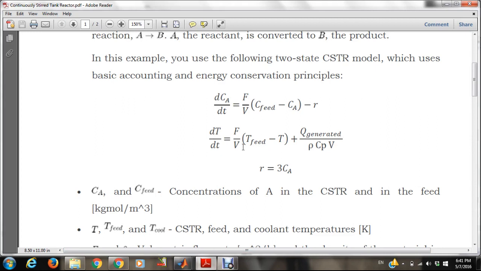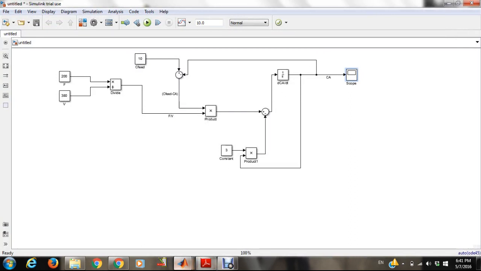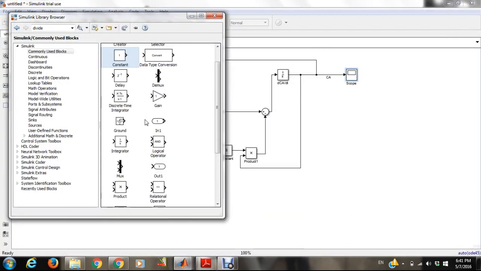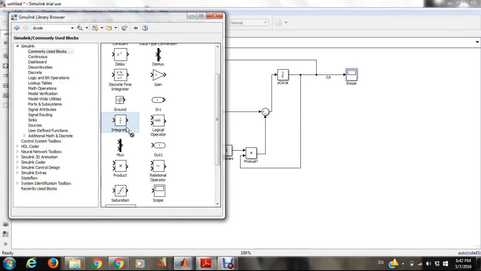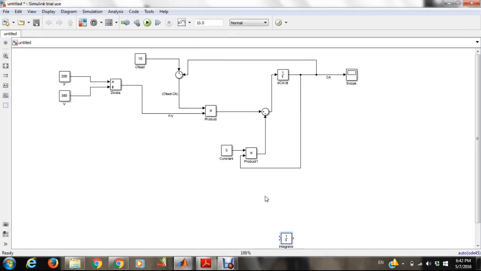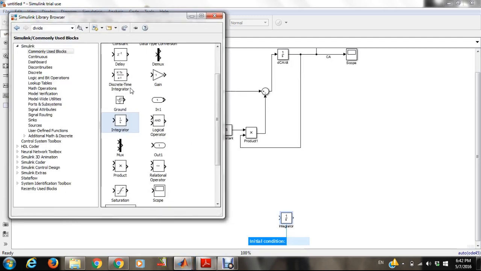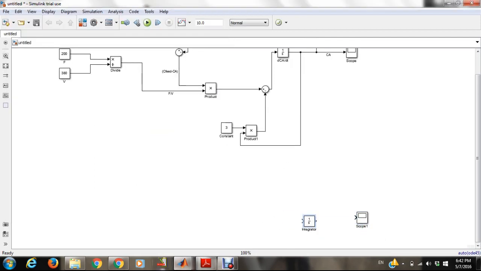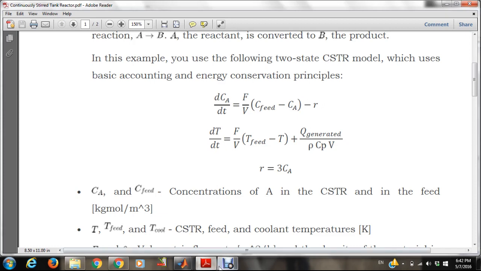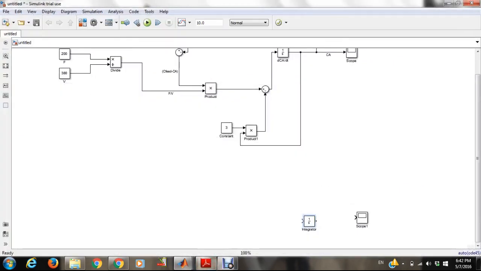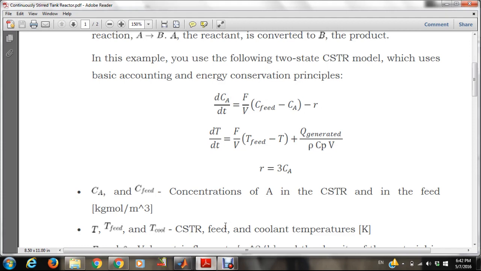It's the energy balance, d temperature over d time. As you can see here, F over V is common, therefore I'm going to be taking the same function, and I'll first do the integrator and the scope. So I'm going to take the F over V. Instead of creating new ones, I'm just going to take it there, all multiplied by T feed minus T.